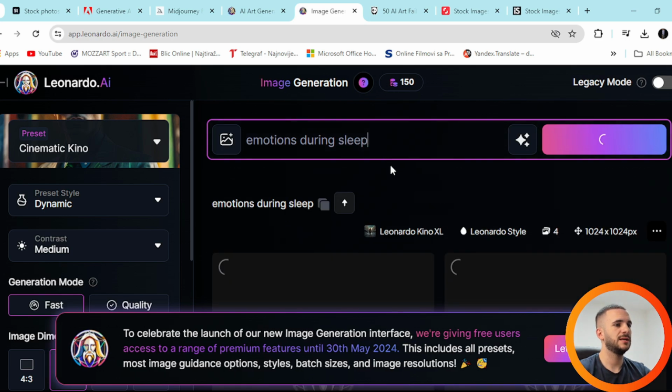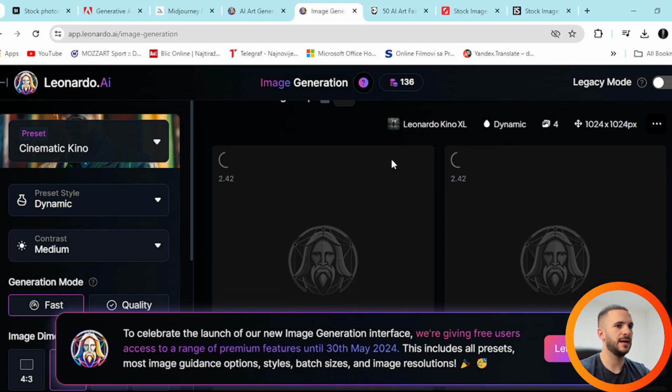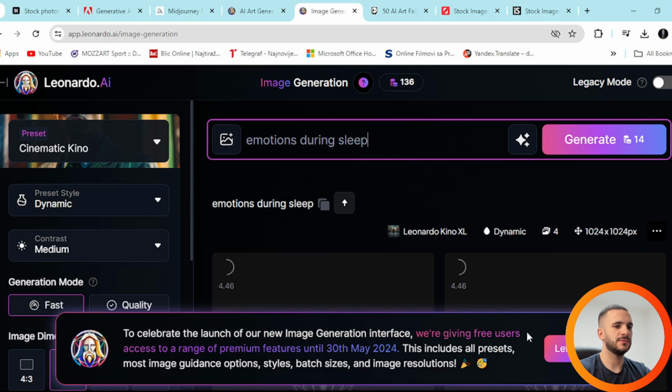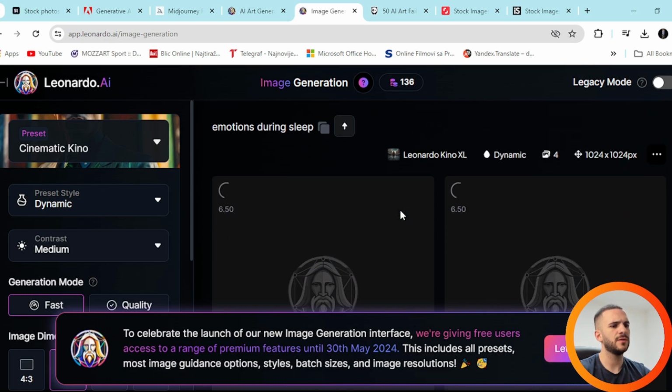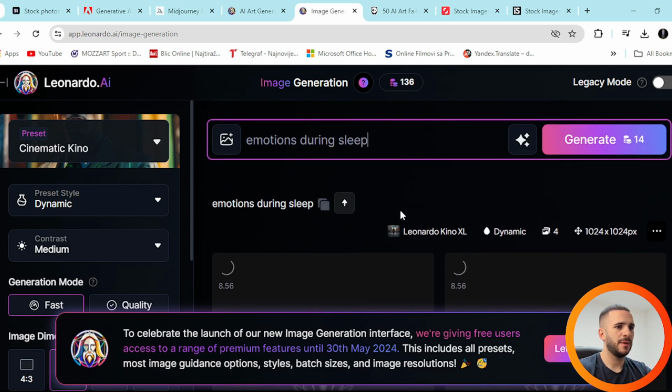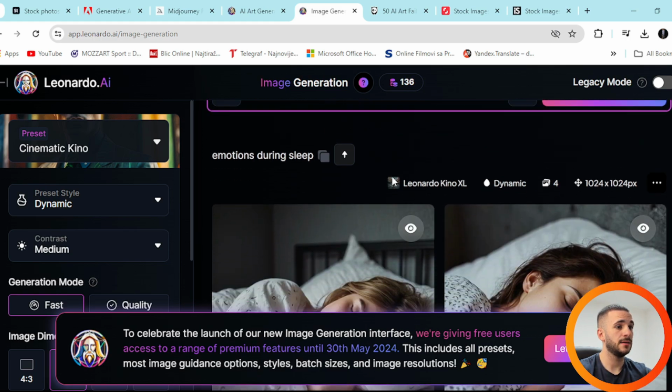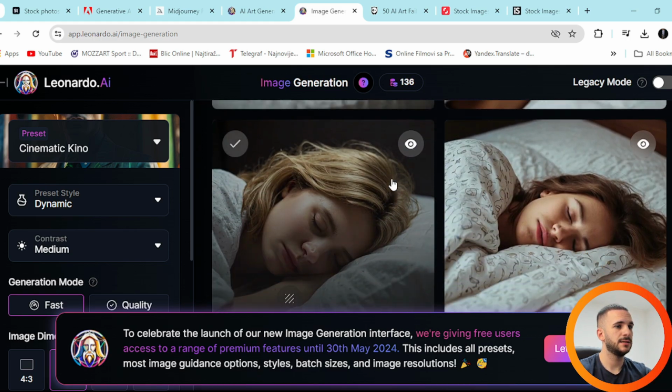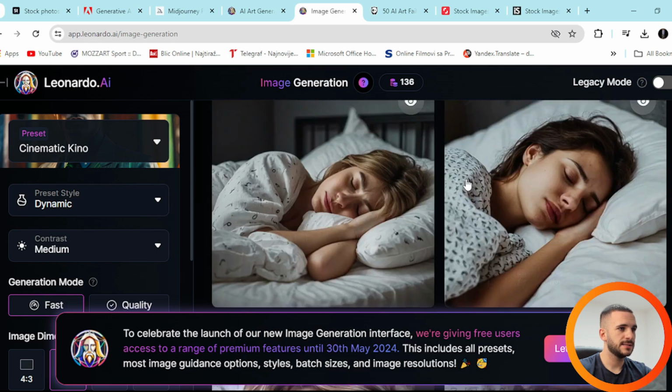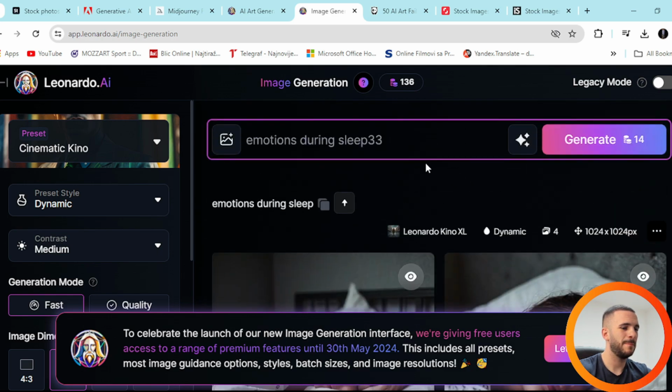Let's see what we will get right here, guys. Okay, let's go. Celebrate launch. Okay, new image interface. We don't care about it, so we're just waiting right now, guys. Just a second, and it's done. Take a look at this, guys. Yes, super realistic, but I need a bit more surreal emotions during sleep.